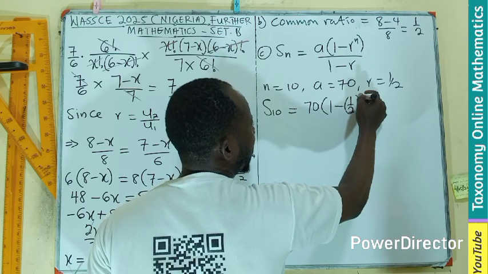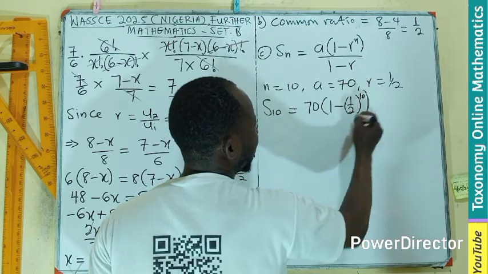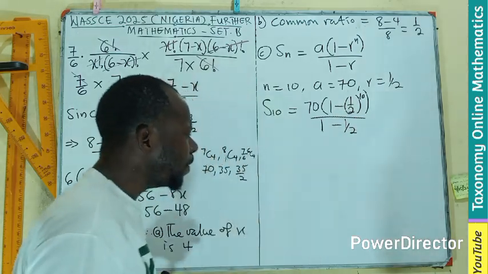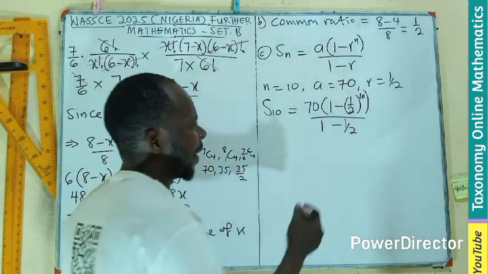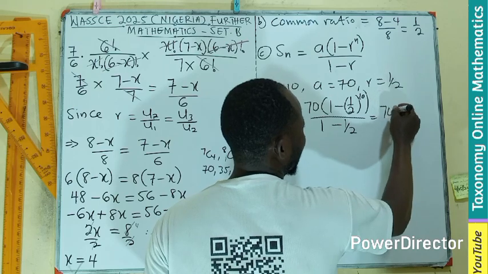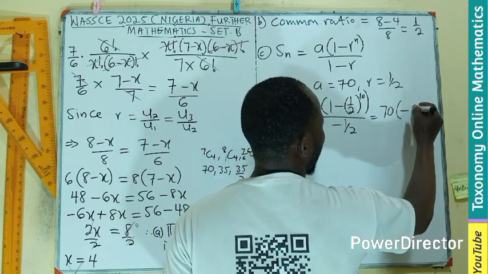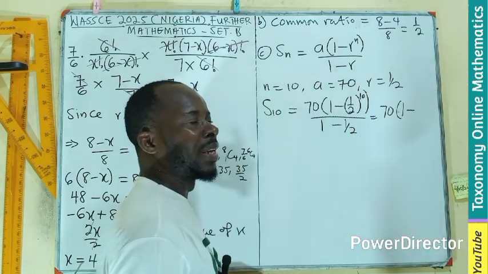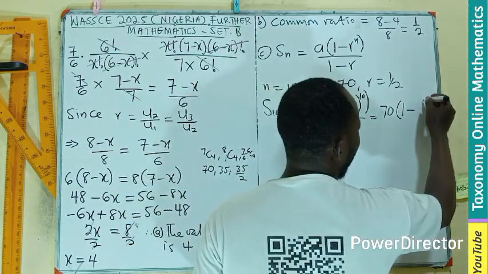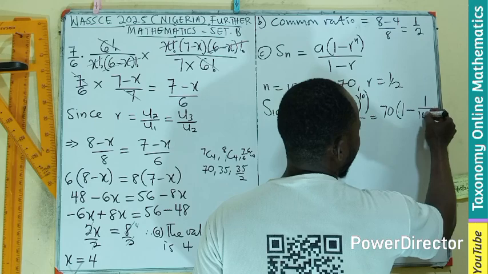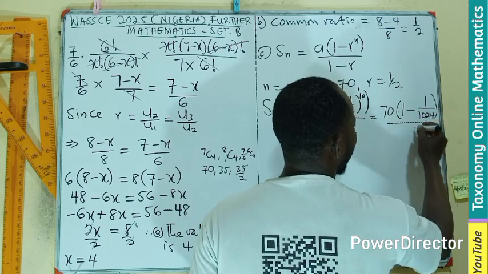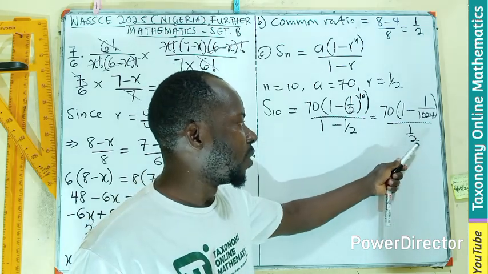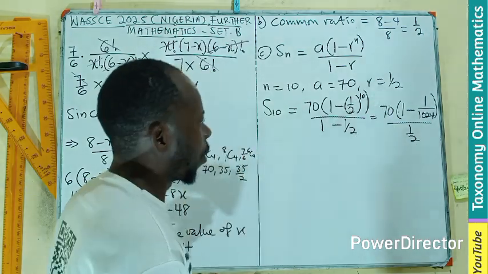So fast forward, your sum of the first 10 will be 70 into bracket 1 minus 1 over 2, all to the power 10, divided by 1 minus 1 over 2. What can I do from here? I can have this to be 70 still, then 1 minus 1 over 2 exponent 10, and 2 exponent 10 will be 1024. So 1 over 1024 divided by 1 over 2.